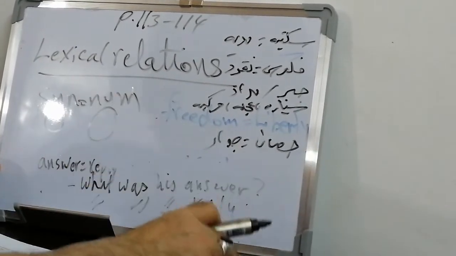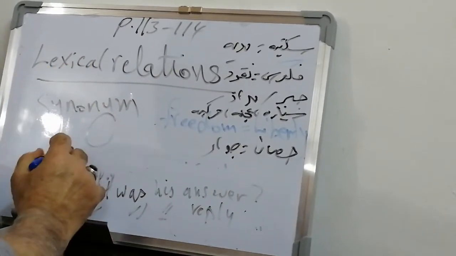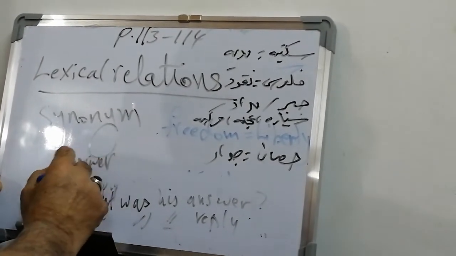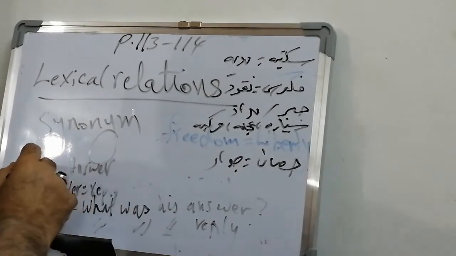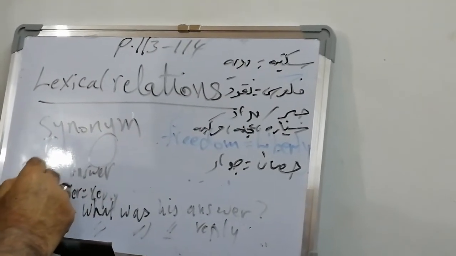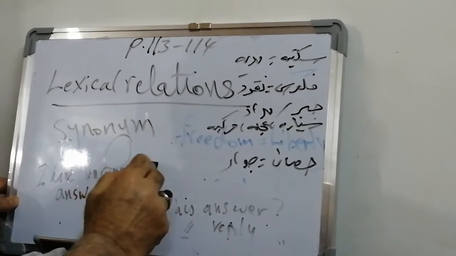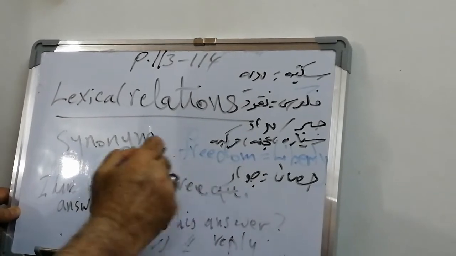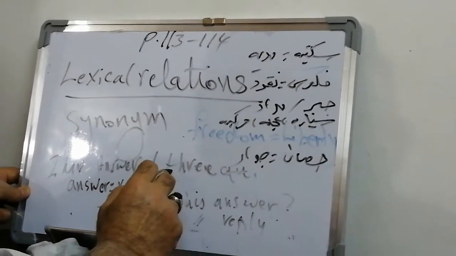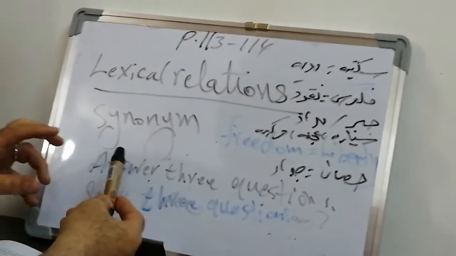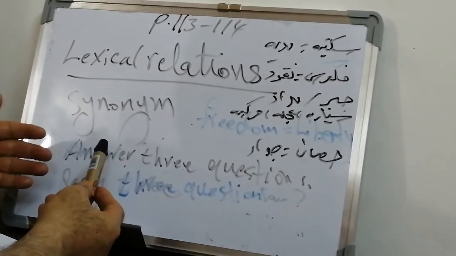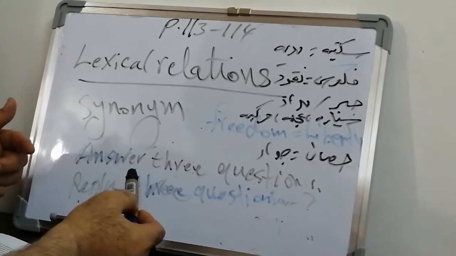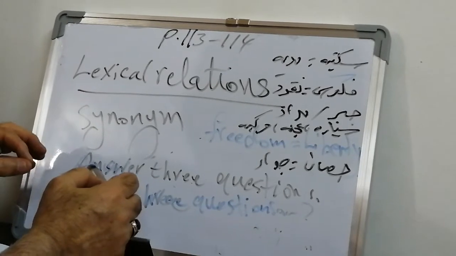Now, when I say, for example, I give you a number of questions and then I say answer, or I have answered 3 questions, 3 answers, sorry. When I talked about synonyms, and then I told you that synonym, it doesn't mean that these 2 words or 3 words are exactly the same.